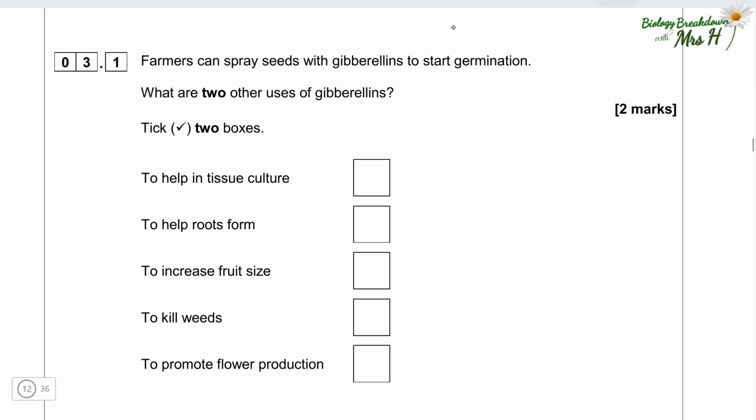This question is about plant hormones. Farmers can spray seeds with gibberellins to start germination. What are the two other uses of gibberellins? Okay, it's asked you to tick two boxes, so make sure you only tick two.